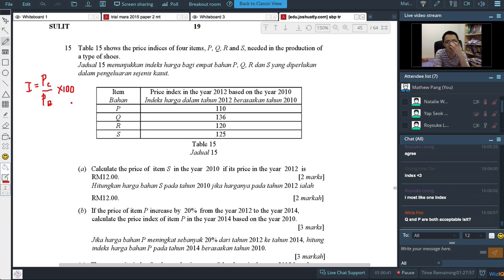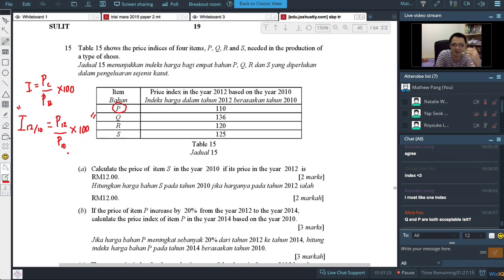So I'm going to show you how to use this index number. Let's say for a particular P, it's 110. This means the index number in the year 2012 based on 2010. So this is the index number for year 12 based on year 10. It will be price for 2012 over price for 2010, which is the base year, multiplied by 100. Always remember the way I write it because it will be very useful for you, especially in part C.